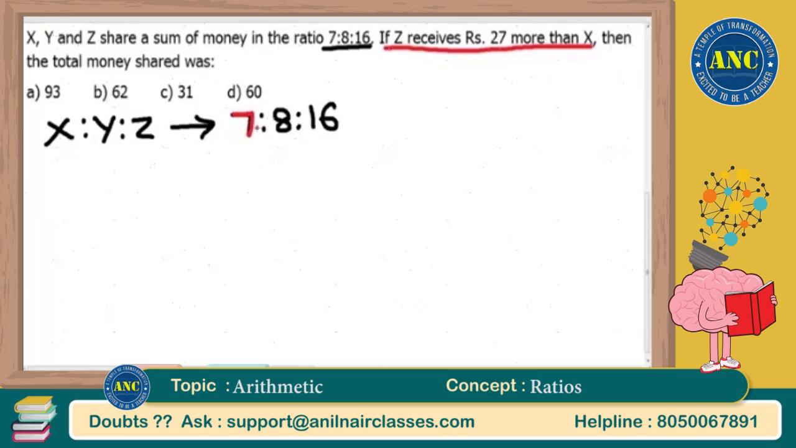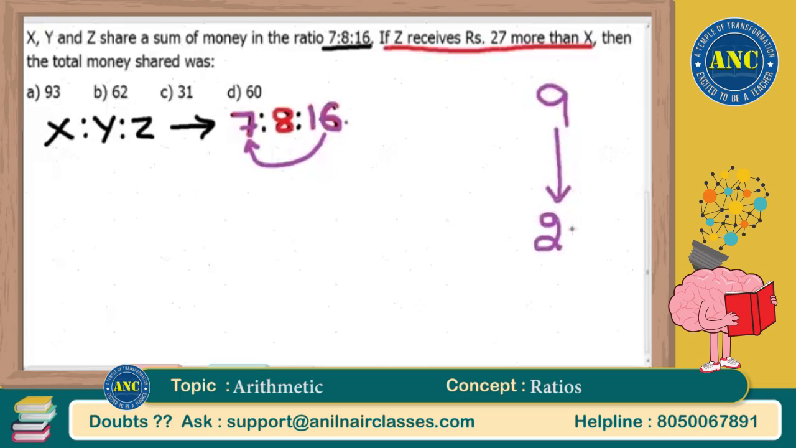X is getting 7 rupees, Y is getting 8 rupees, Z is getting 16 rupees. According to ratio, these are the amounts they are getting. Can I say that according to ratio, Z is getting 16, X is getting 7. Z is getting how much more than X? Z is getting 9 rupees more than X. 16 minus 7 is 9.